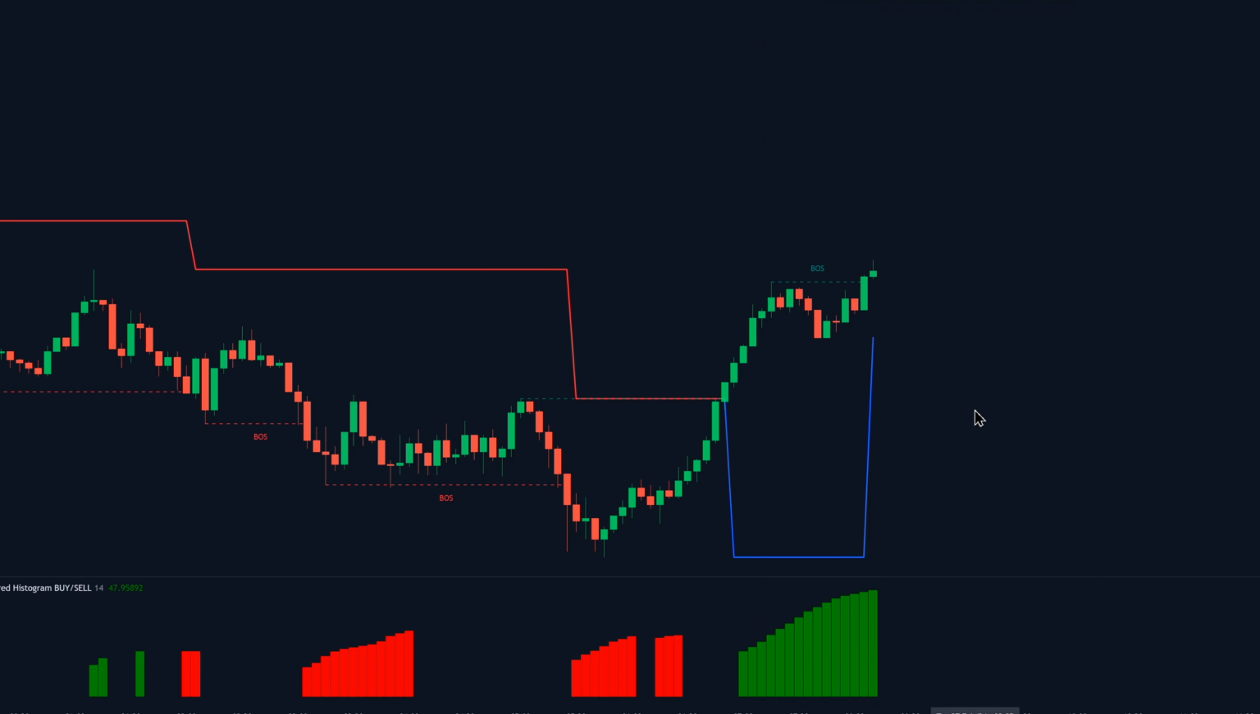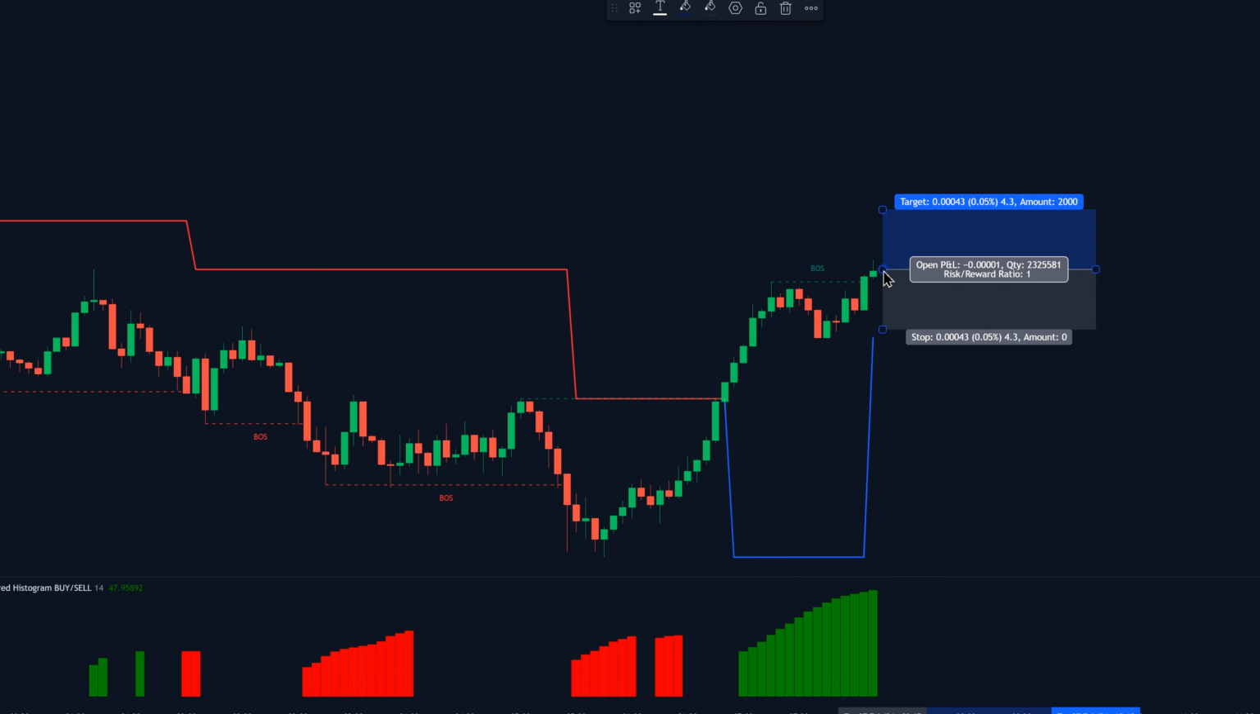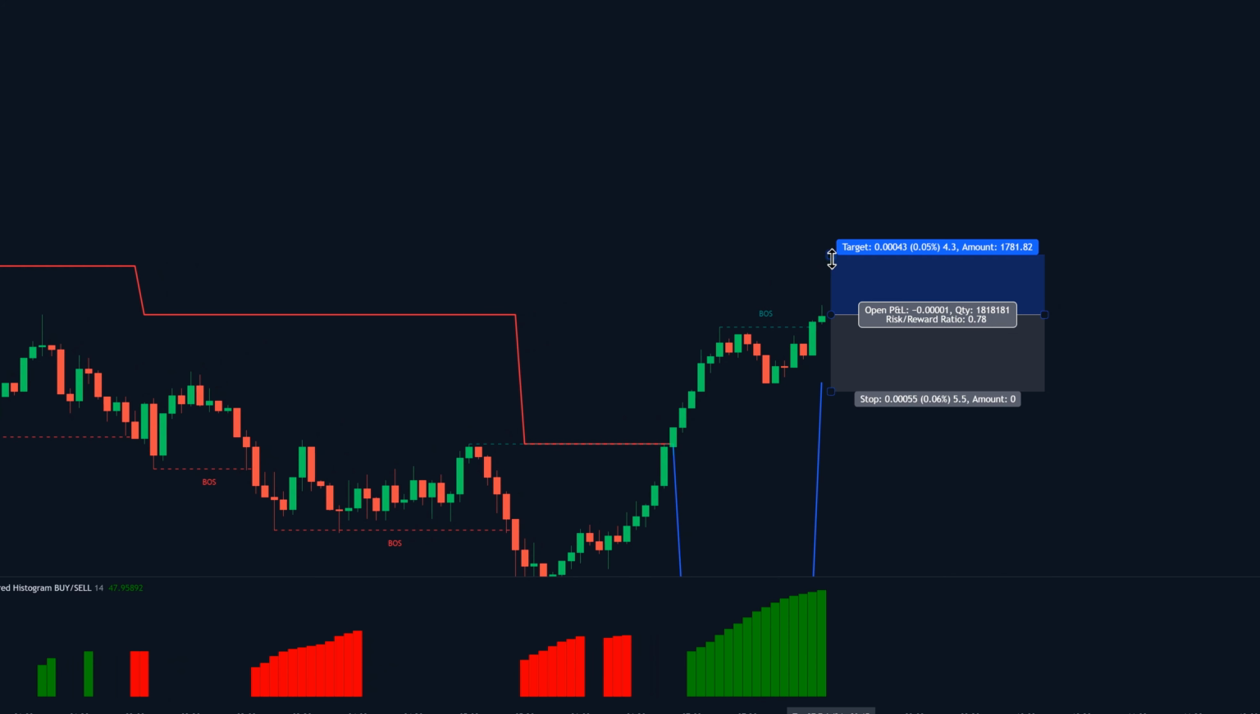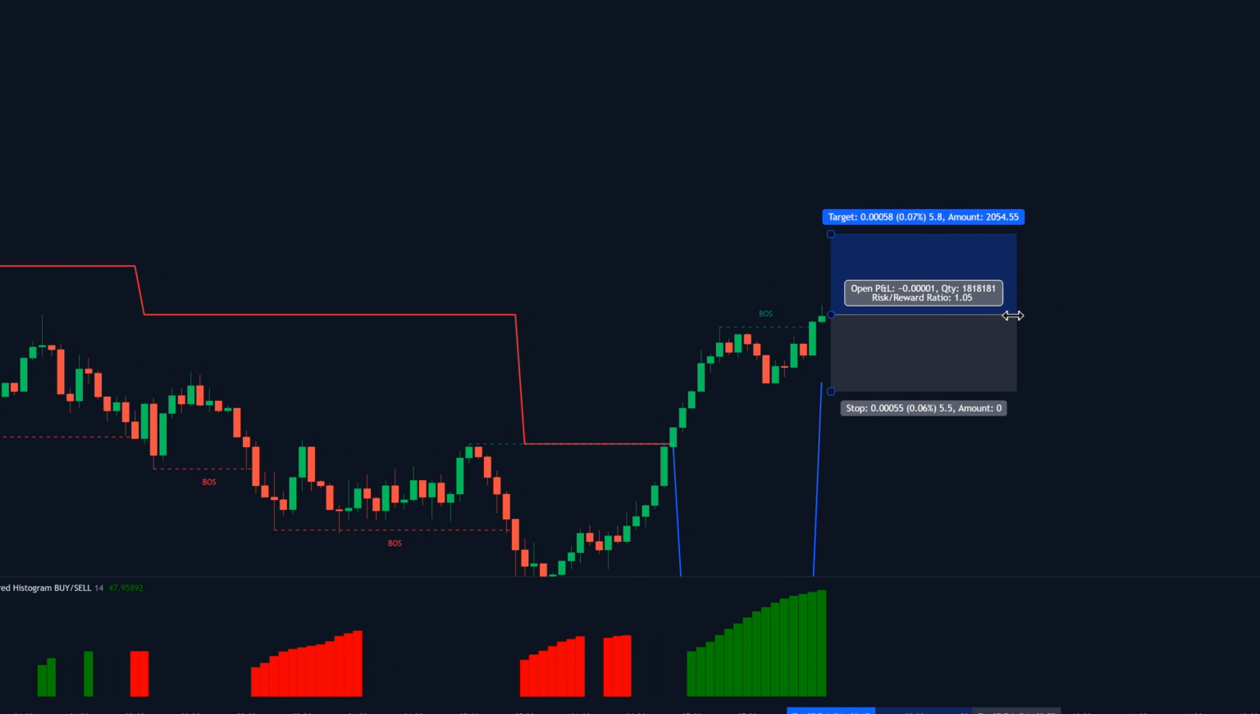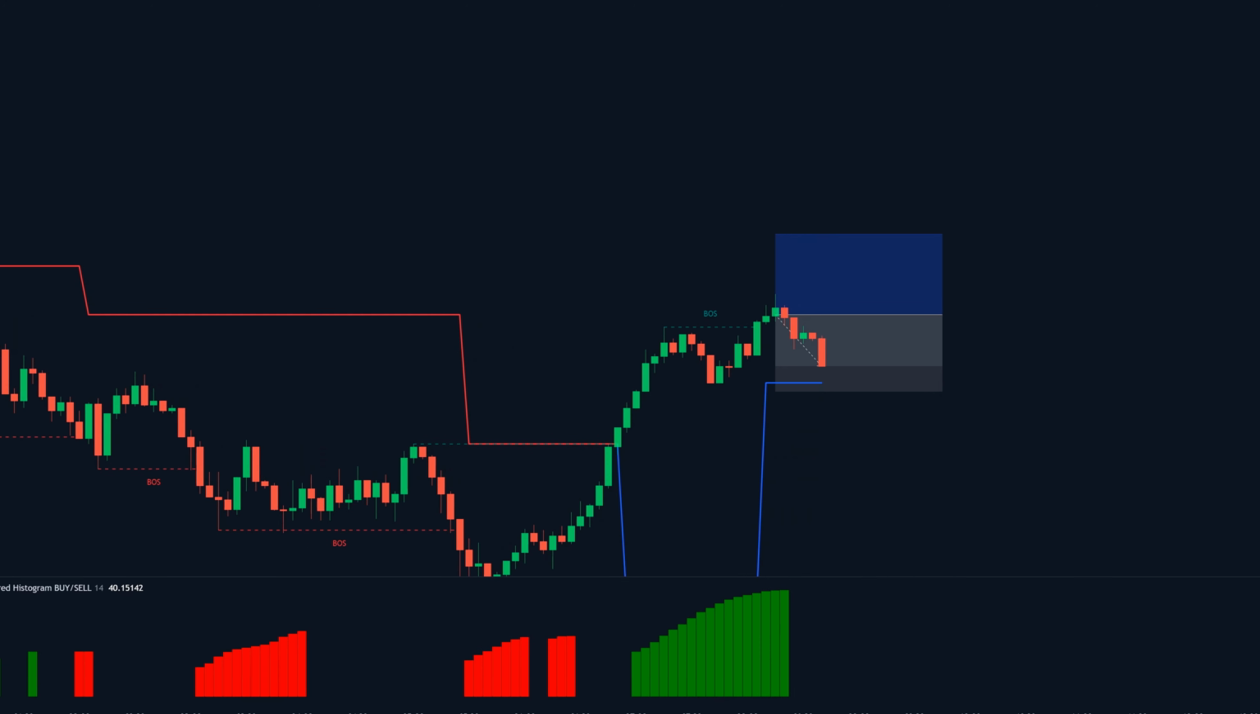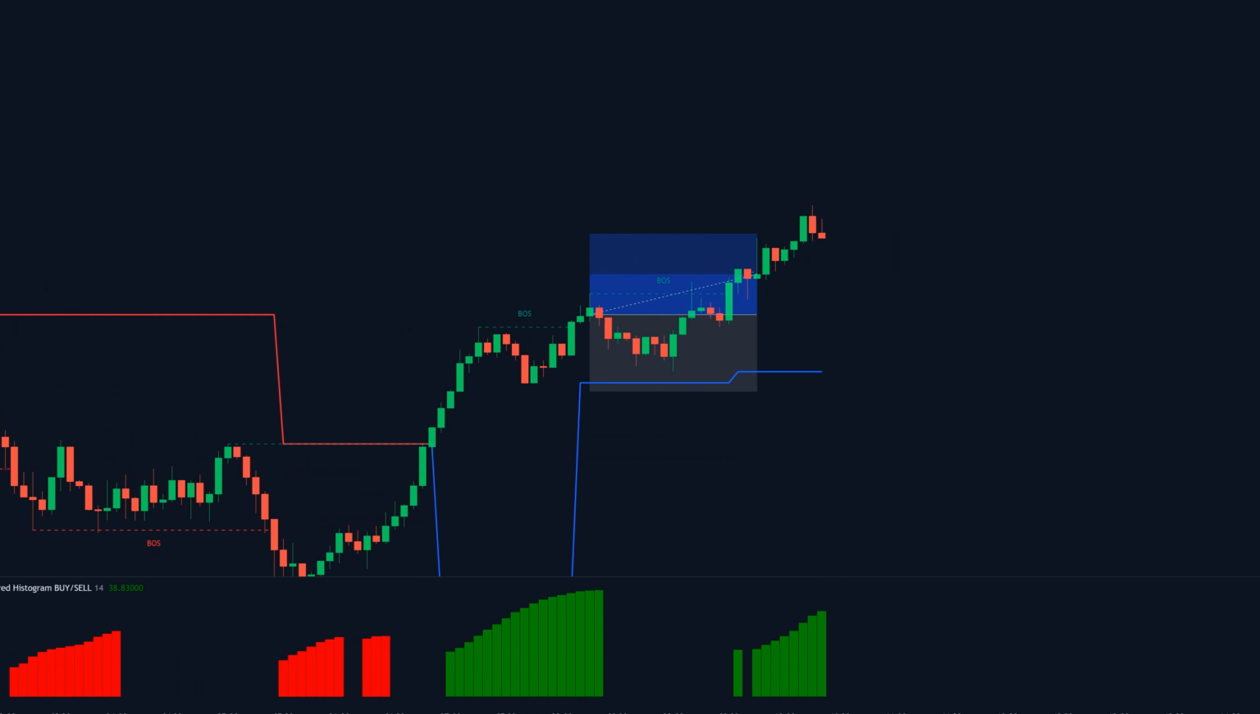All our entry conditions are met on this candle, so we're gonna take a long position. The stop loss is gonna go right under the most recent swing high. And for the take profit, we're gonna target 1 times the risk for a risk reward ratio of 1 to 1, letting the trade run and take profit.